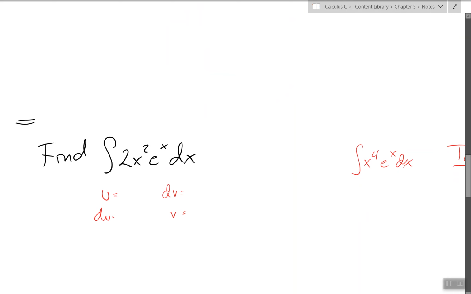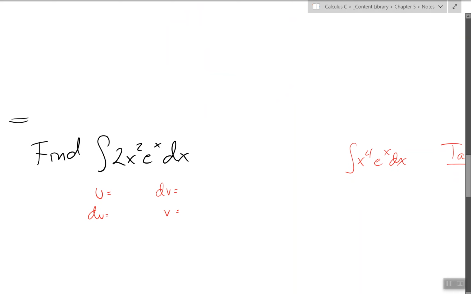Okay, so our next example here is the integral of 2x squared e to the x dx. Take a moment and write down what you believe u and dv are, and then go ahead and find du and v.